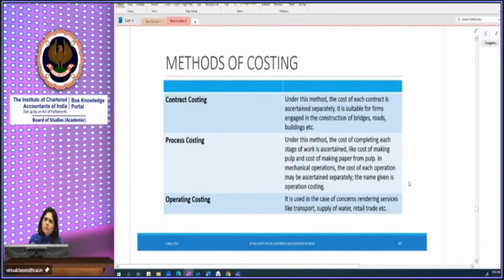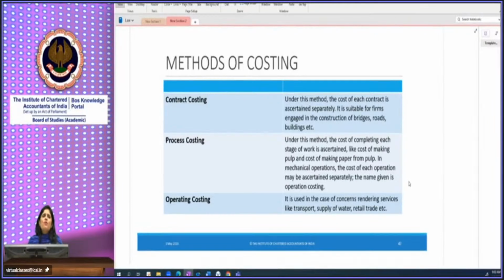Contract costing. Contract costing, best example, construction. Road contract, building contract, bridge contract, school building contract. So when the builder has got a contract based job or a work, it is called contract costing. So a separate account will be made for the road project, a separate account will be made for the building project.